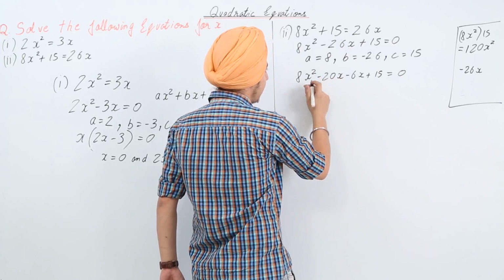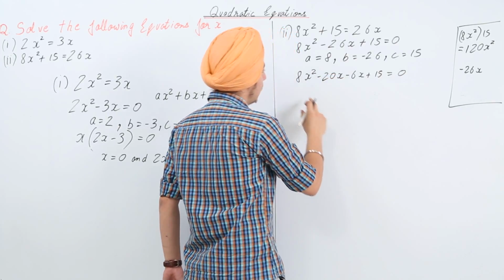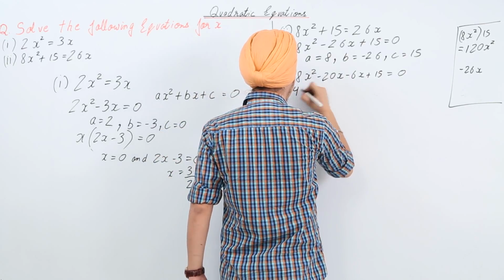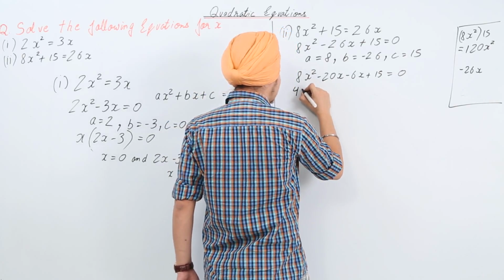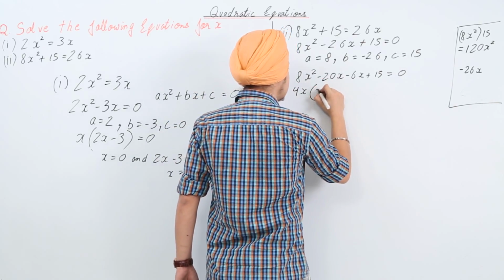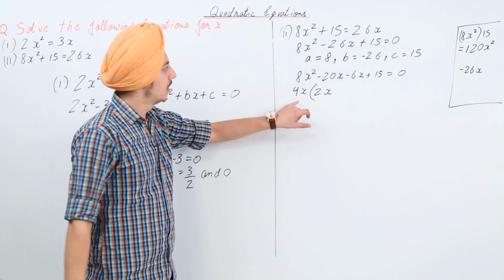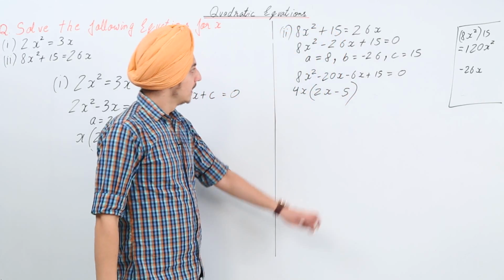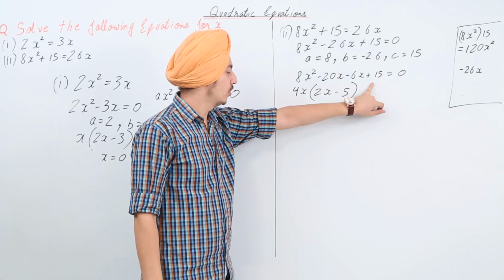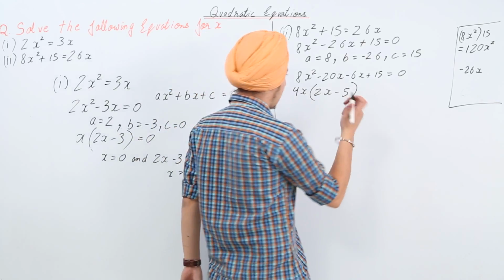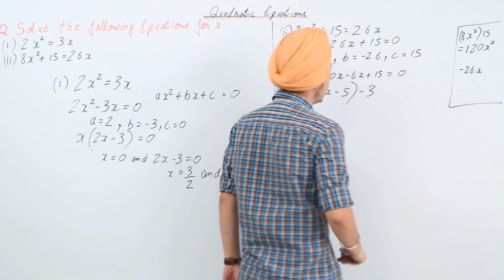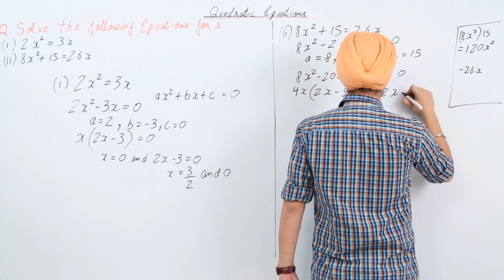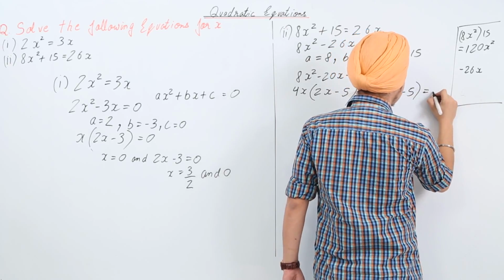Now we take something common from the first two terms and then from the second two terms. So how do we do that? First of all, we take 4x common from the first two terms. This term remains 2x, am I right? And from this remains 5. Okay. Now from the second two terms, we also have to take something common. So that term is minus 3. If we take minus 3 common, what remains in this bracket is 2x minus 5 equal to 0.